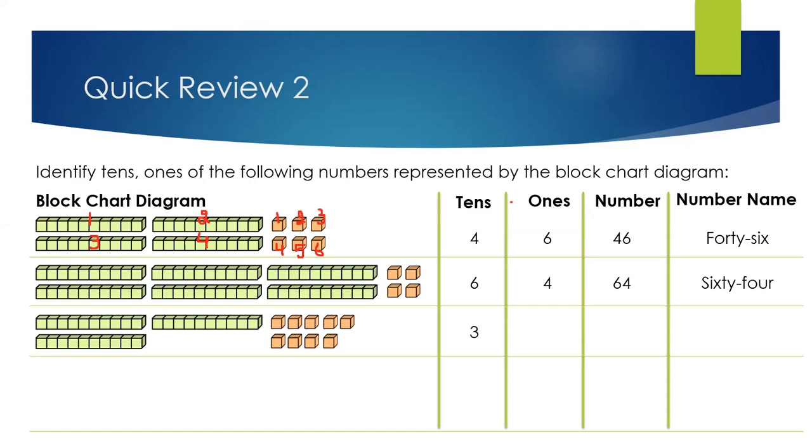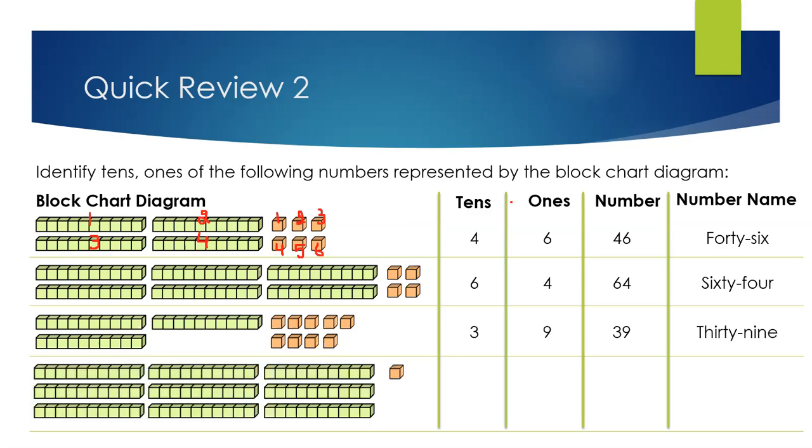So 3 tens, and then we will count the number of ones. 1, 2, 3, 4, 5, 6, 7, 8, 9. So here we are having 9 ones. So the number would be 39, and the same is written in the words.